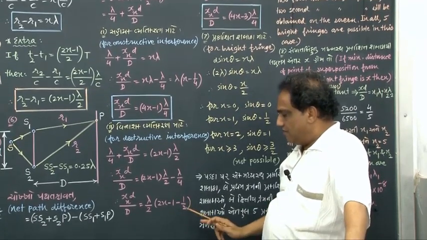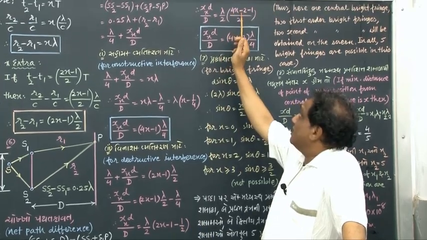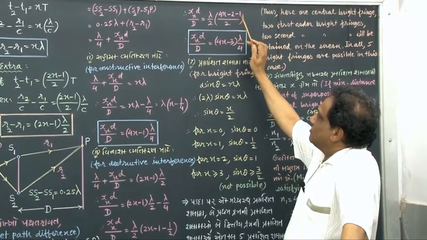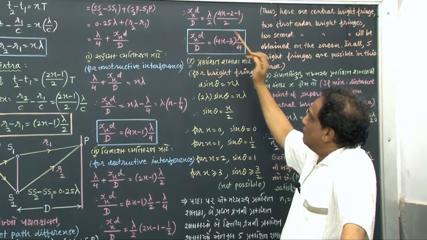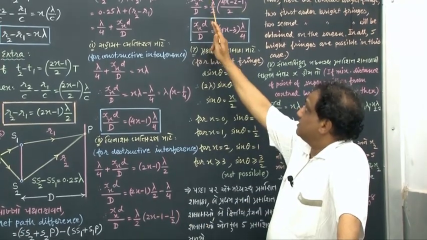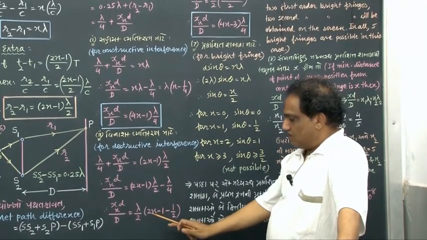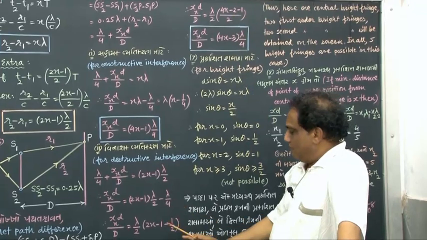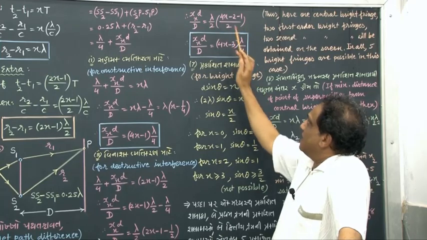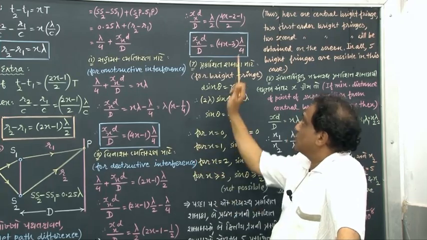Now take LCM here, 2. Here and here you can multiply by 2. So it is now 4n minus 2 minus 1 upon 2. Now 4n as it is, minus 2 minus 1, that is minus 3, and 2 times 2 is 4, so it is lambda by 4. Lambda by 2 as it is, take 2 as LCM, so it is 4n minus 2 minus 1 upon 2, which gives 4n minus 3, times lambda by 4.